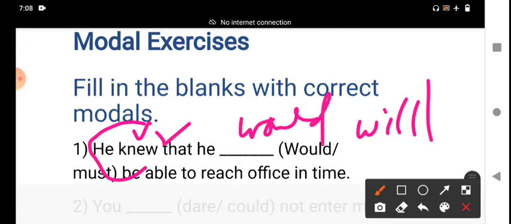And why should we select that answer? If the main clause is in the past tense, the following subordinate clause must be in the past tense. He had known that he would be able to reach office in time. This is the rule of the modal verb would, my dear students. This is the first blank, and we go to the second blank.